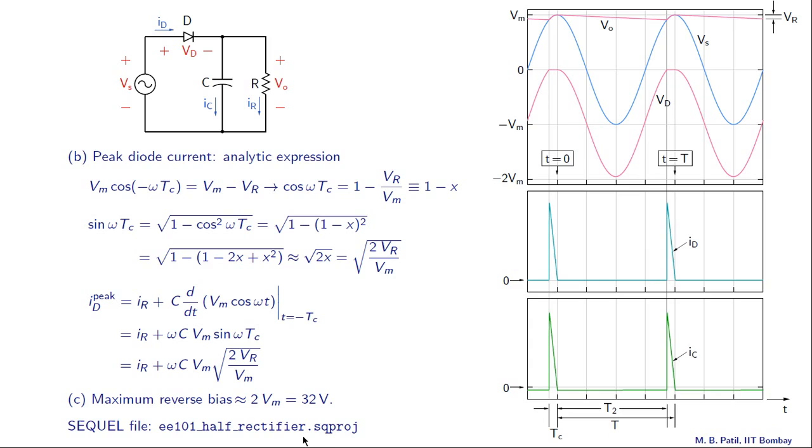Here is the SQL circuit file, so you can run the simulation and check whether you get all of these results given here. You can also change some of these component values. For example, you can make this capacitance double of what it is now, predict what the new ripple voltage is going to be, what is the new peak diode current, and so on, and then check with the simulation results whether your predictions are correct.